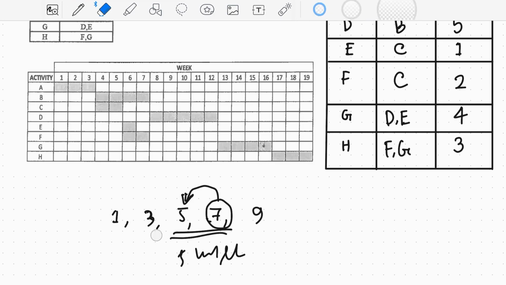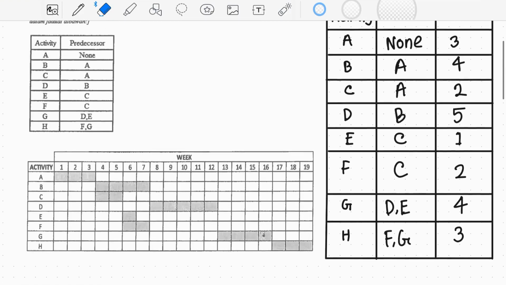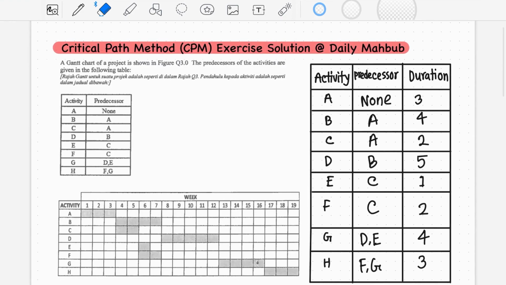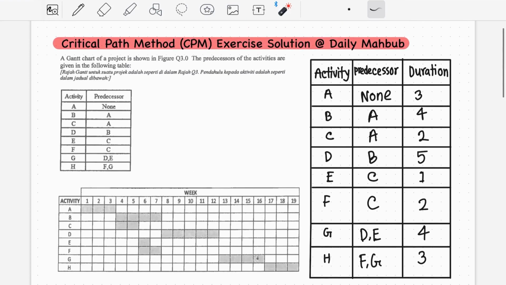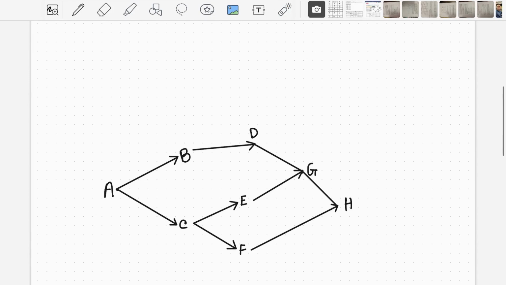All right, so once we understand the predecessor, now it's time to draw a network diagram, because for drawing a network diagram we need the activity. We already have the activity, then we have the predecessor, then we have the duration. So when we have all those elements, it is easy to draw the network diagram. Here I will show you how to draw it.